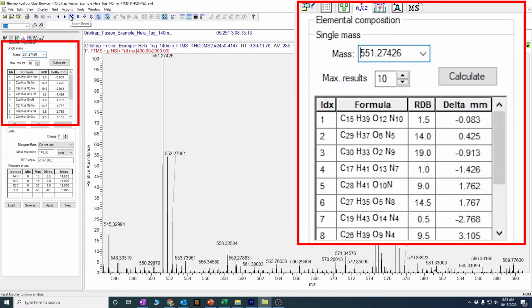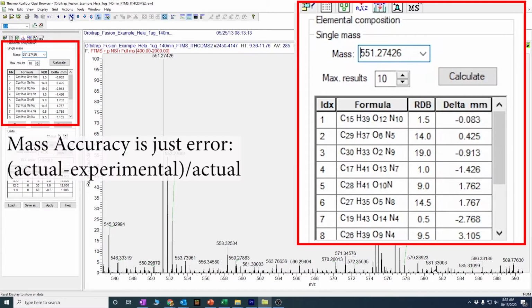But this is how exact mass can give us really powerful information, because if you have enough decimal places, you have to have good resolution. And that's going to come from the mass analyzer. You have to have good mass accuracy. That comes from a careful calibration.